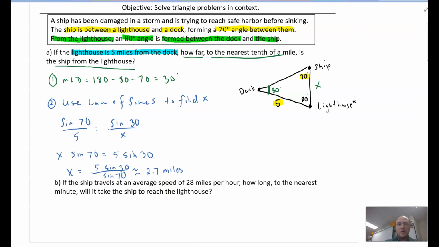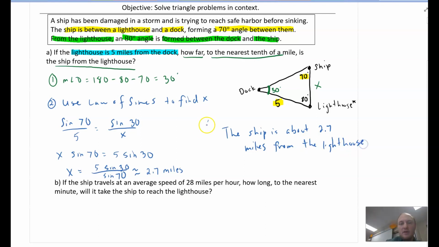So what is our conclusion? We can say the ship is about 2.7 miles from the lighthouse. And there you have it.